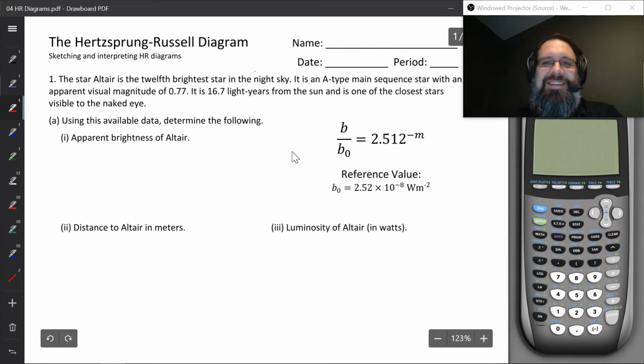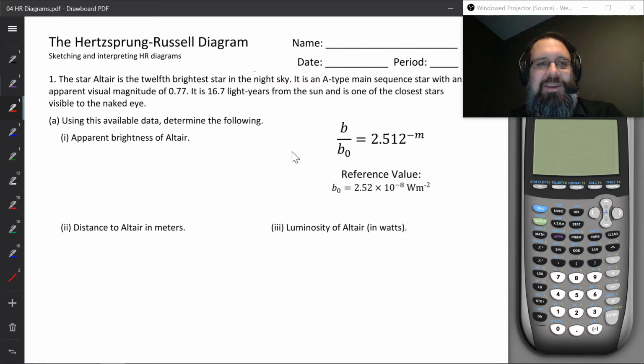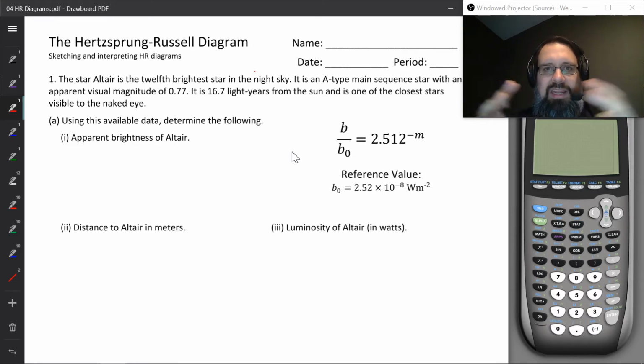I picked this star because it's a really cool star. I'll tell you why. The star Altair is the 12th brightest star in the night sky. It is an A-type main sequence star with an apparent visual magnitude of 0.77. It is 16.7 light years from the sun and is one of the closest stars visible to the naked eye. Another interesting thing about Altair is it spins super fast, so it's actually not a spherical star. It's an oblate spheroid, bulging out because it's spinning so fast.